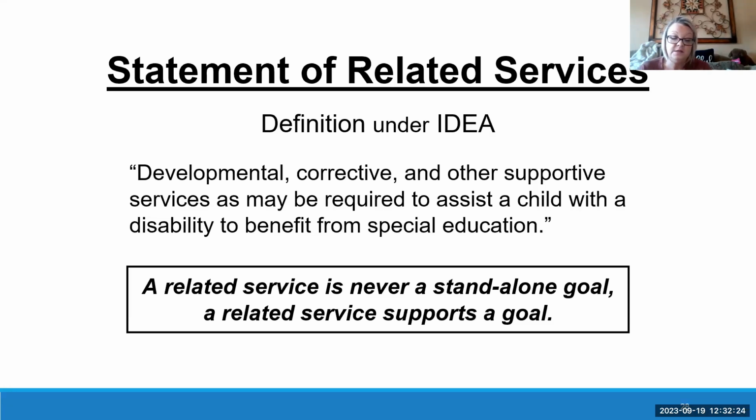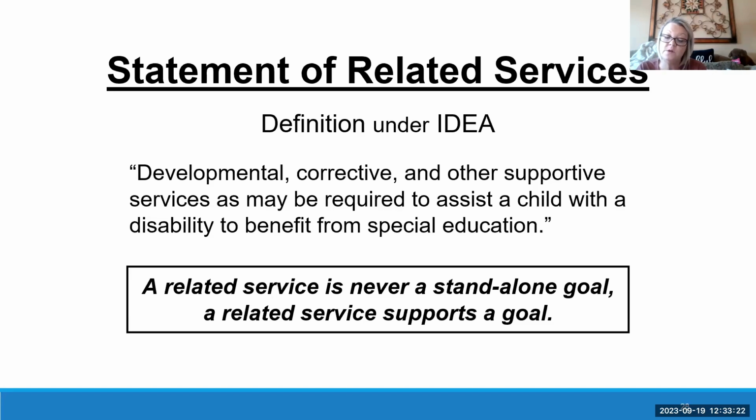Statement of related services. Related services can include transportation, occupational therapy, physical therapy, and speech. Related services means transportation and such developmental, corrective, and other supportive services as are required to assist a child with a disability to benefit from special education, and include speech-language pathology and audiology services, interpreting services, psychological services, physical and occupational therapy, recreation, including therapeutic recreation, early identification and assessment of disabilities in children, counseling services, including rehabilitation counseling, orientation and mobility services, and medical services for diagnostic or evaluation purposes.